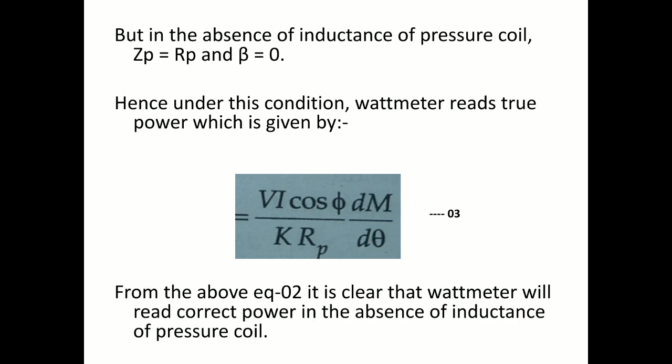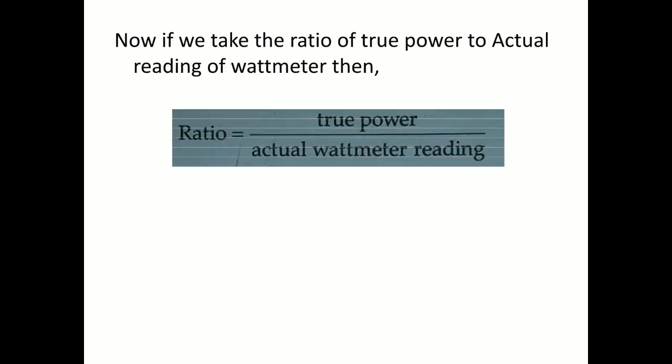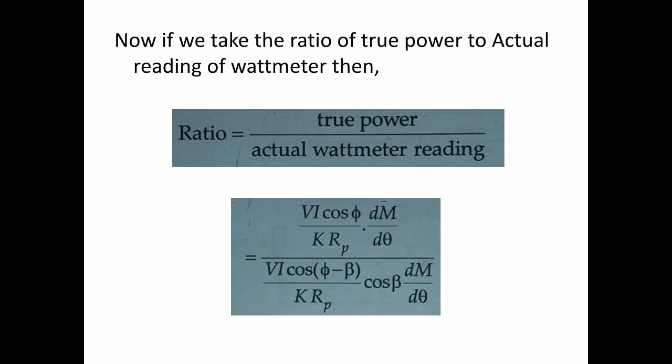Now we are going to compare equation number 2 and equation number 3. Equation number 2 indicates the actual reading of the wattmeter, which is affected due to the presence of inductance of the pressure coil, and equation number 3 indicates that we have not considered the inductance of the pressure coil, which indicates the true value of power. So if you take the ratio of true power divided by actual wattmeter reading, you have to write this equation that is shown over here.